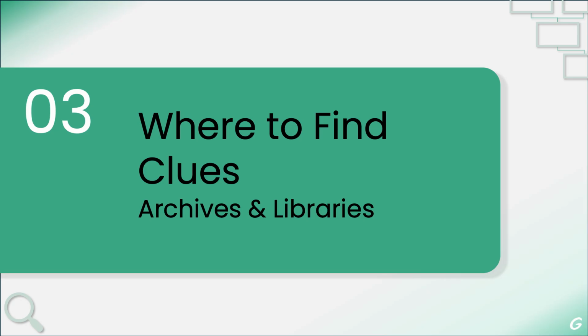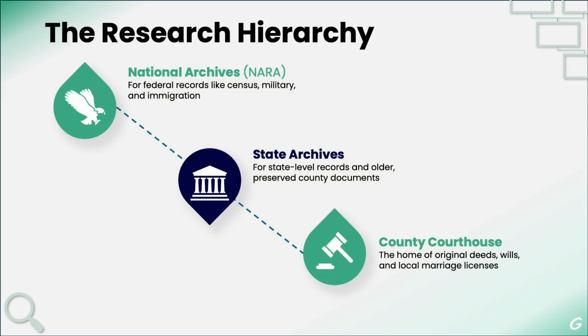The next big question is, where in the world do you actually find all this stuff? Let's talk about the places you'll be looking, both the real ones and the ones online. The easiest way to think about this is like a pyramid or hierarchy. You usually start at the top with the big stuff. The National Archives, or NARA, is where you'll find those huge federal records like the census and military files. Then you go down a level to state archives for state-specific records. And finally, you get down to the county courthouse. That's where the most local stuff lives. The original deeds, wills, and marriage licenses created right where your ancestor lived.